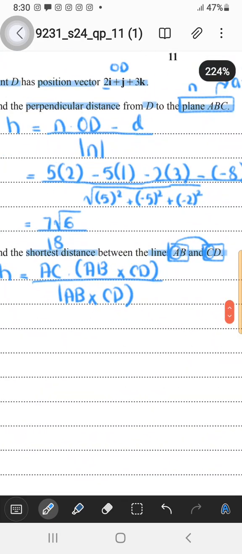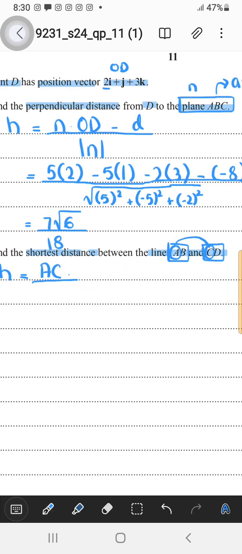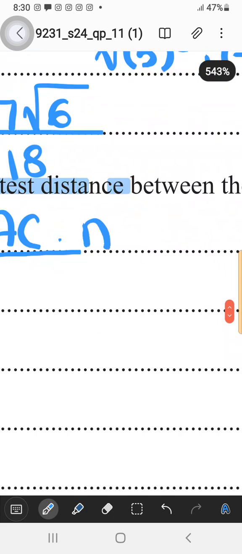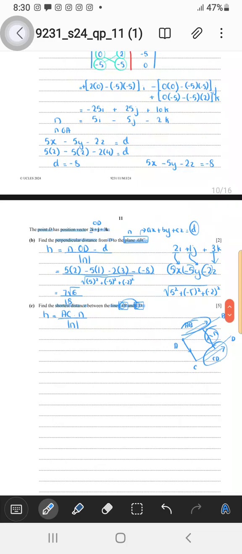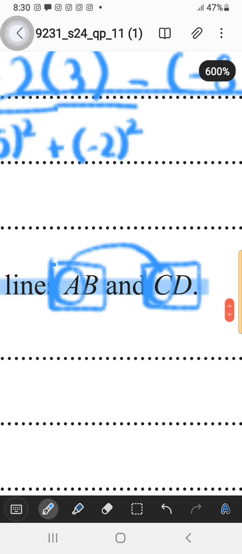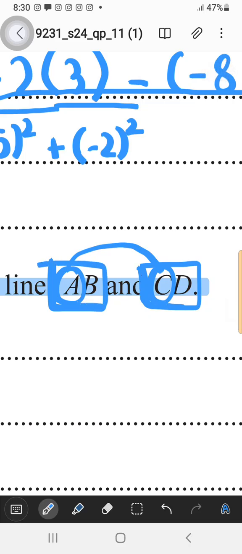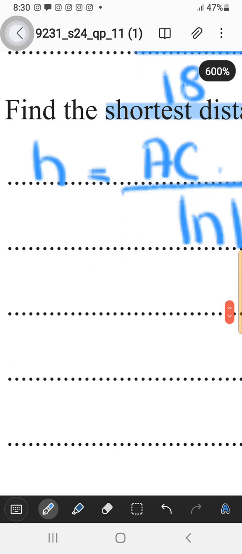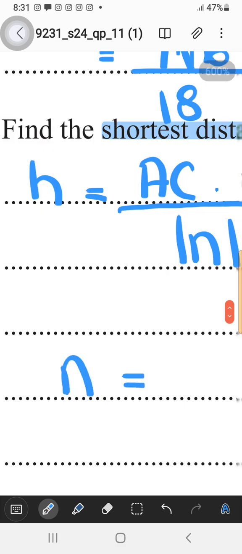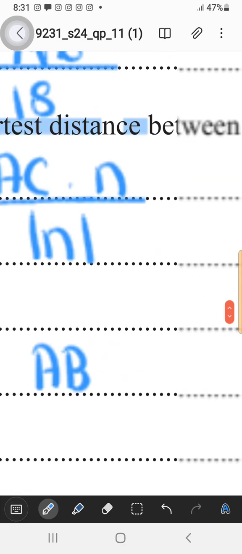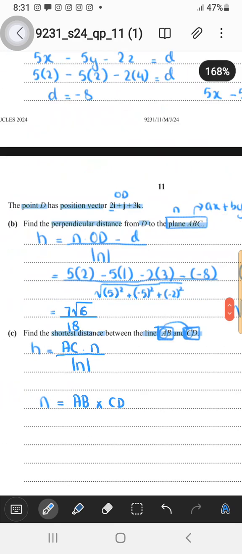So I can simplify my formula as, AC dot N over modulus N. Okay. But we have to know how to find out N. We have to find out N by doing cross product of the directional vectors. So we are going to find out our normal. We can find the normal by AB cross CD. I think we know AB, okay.